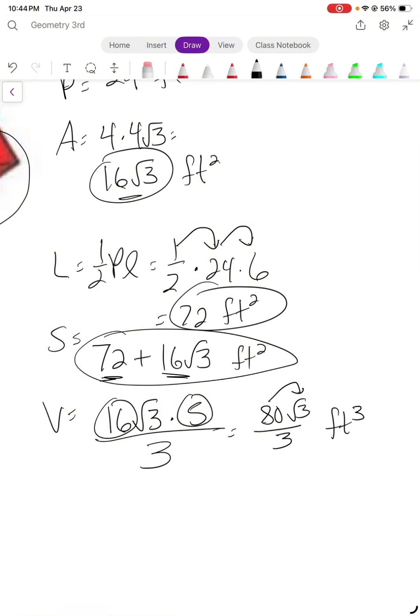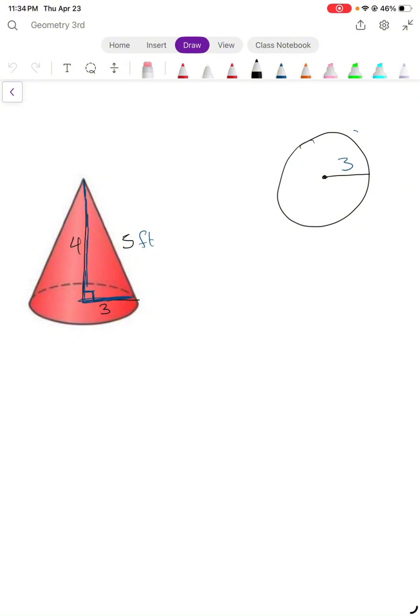Also, again, you can turn everything into a decimal. If you wanted to actually plug in root 3, turn it into a decimal, you could get a decimal answer for this also. Okay, guys, now we have a cone. A reminder again, a cone is a pointed figure. Over here to the side, you see that I have the base drawn, which is a circle. So let's first start out talking about the perimeter and the area of the base.